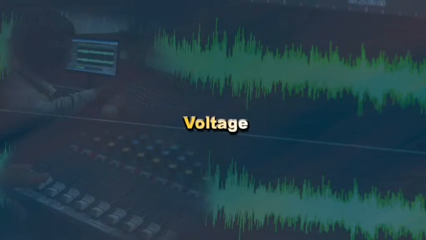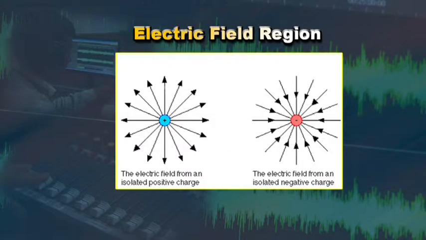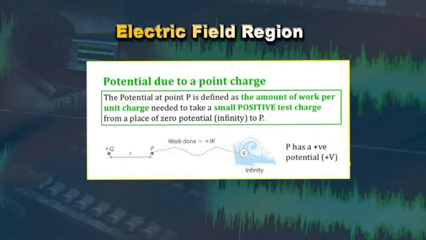Now let us know about voltage. Electric field is a region around a point charge within which its effect can be experienced. Electric potential of a point, say P, is the work done in bringing unit positive charge from infinity beyond the electric field of P to that point of P.